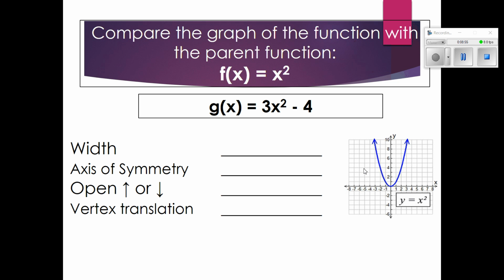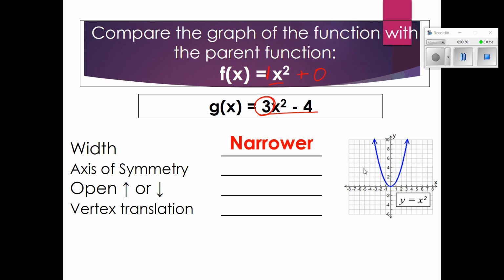So now we're going to compare a graph of a function with the parent function. Now the parent function is when you simply have the coefficient 1 in front of x squared and the y-intercept is 0. So we just say f of x is x squared. That's the simplest quadratic function that you can have, and it is actually already graphed over here for you. Now let's compare this quadratic function right here. What do we know? The width. This has a coefficient of 3. Is that going to be wider than a coefficient of 1, or is it going to be narrower? The number is larger, so we know it's going to be narrower.